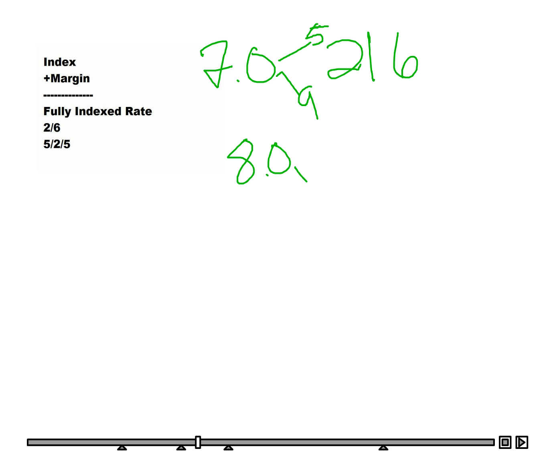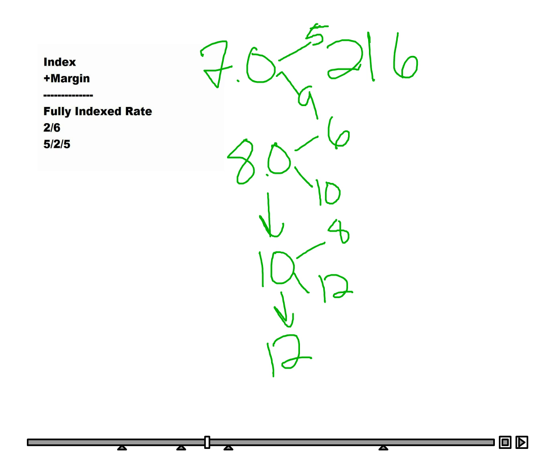Next adjustment period, it can go up to 10%, it can go down to 6%. Say it takes its maximum adjustment and goes up to 10%. Next adjustment period, it can go up to 12% and can go down to 8%. We're going to have it take its maximum again, so now we're up to 12%.